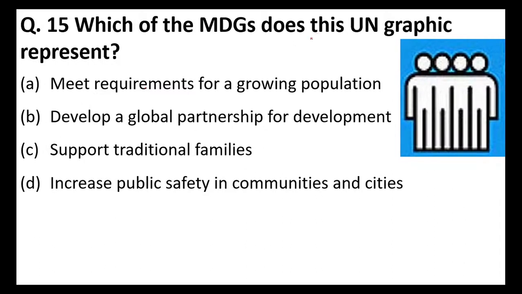Which of the following MDGs does this UN graphic represent? Meet requirements for a growing population, develop global partnership for development, support traditional families, increase public safety in communities and cities. So this picture that was there, what does this represent?